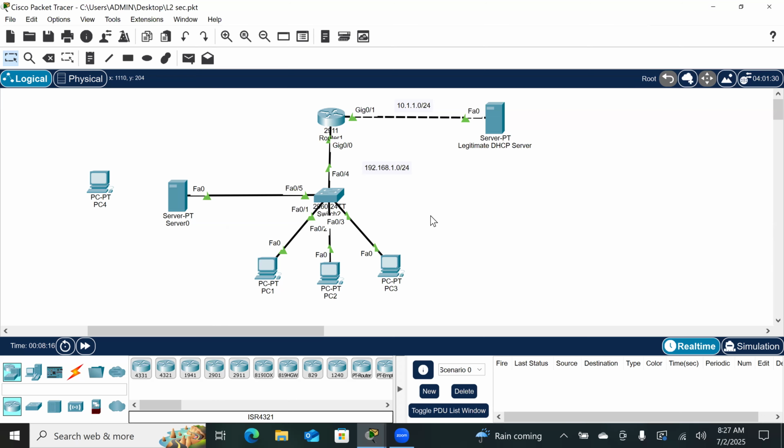Trusted port. So we are going to define which is a trusted port and which is an untrusted port. If it is a trusted port, then only it is going to accept the DHCP offer and acknowledgement messages. If it is not, then it's not going to accept any kind of DHCP-related message. Now what we have to do, you just see here.